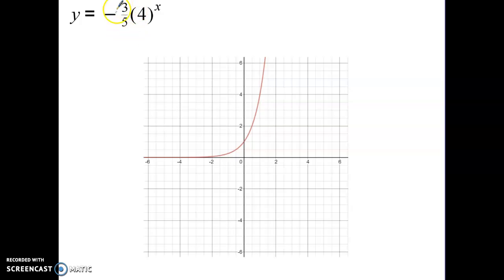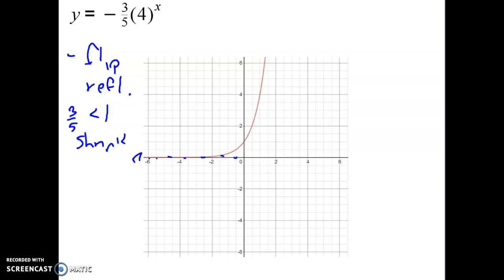Okay, so here's another one. This time I have that negative, which we know is a flip or a reflection. I'm just going to abbreviate there. Now 3/5. Is 3/5 less than 1 or greater than 1? Well, it's less than 1, which tells me I'm going to have a shrink. I'm going to smash it closer to the axis. Again, that's not going to affect my asymptote. What that does mean is that my anchor point that would have been right here at +1, I'm going to do a reflection and put it at -1, but then I'm going to multiply by 3/5, so it's going to shrink up closer to the origin than it was before.